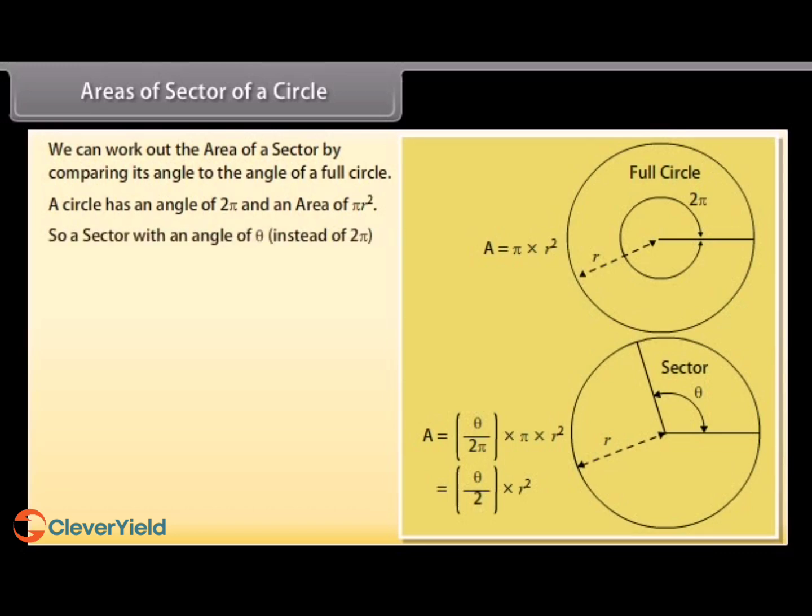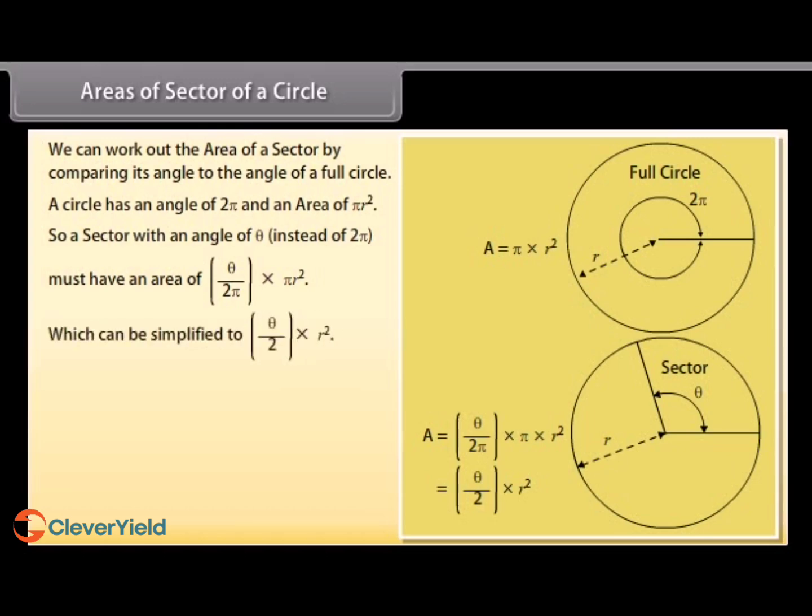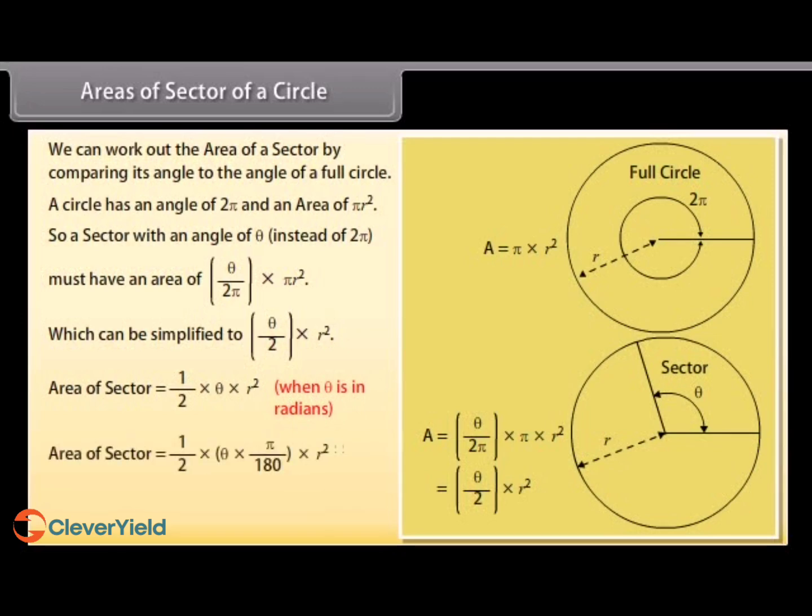So a sector with an angle of theta instead of 2 pi must have an area of theta upon 2 pi whole into pi r square, which can be simplified to theta upon 2 into r square. Area of sector is equal to 1 upon 2 into theta into r square when theta is in radians. Area of sector is equal to 1 upon 2 into theta into pi upon 180 into r square when theta is in degrees.